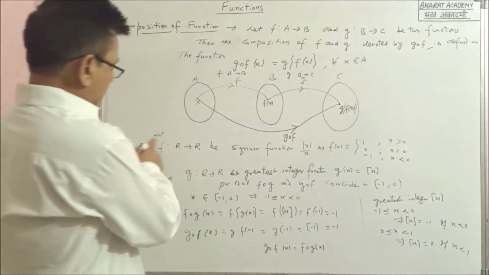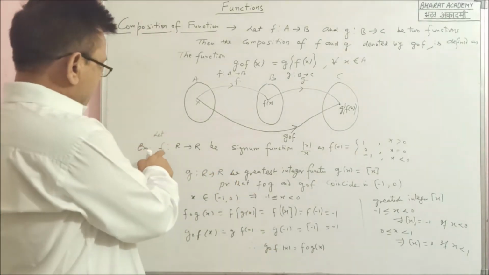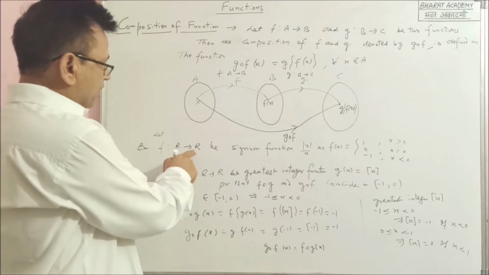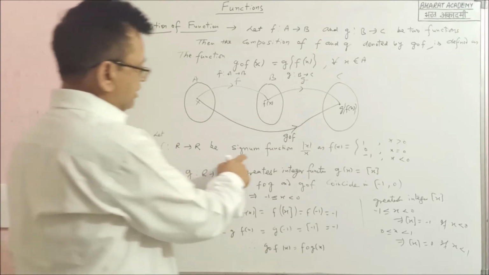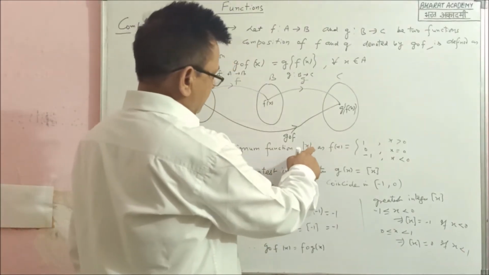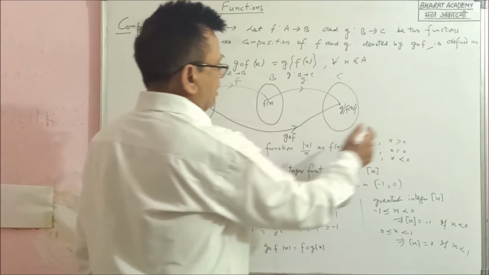So now I will explain it by this example. If f is a mapping from R to R, where R is the set of real numbers, being a signum function like this, f(x) equal to |x| upon x.